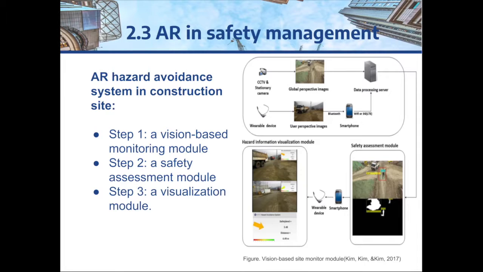monitoring module that utilizes image capture devices to identify site hazards. Second, a safety assessment module that utilizes captured image data to evaluate the safety level of each object. And lastly, a visualization module that provides actionable information such as hazard orientation, distance, and safety level. The safety information provided by the AR system can mitigate hazards and improve construction site safety.